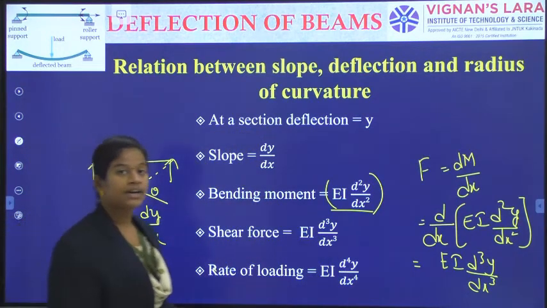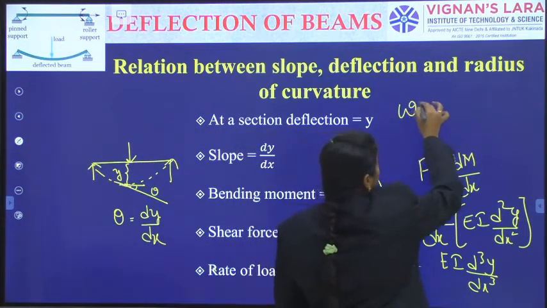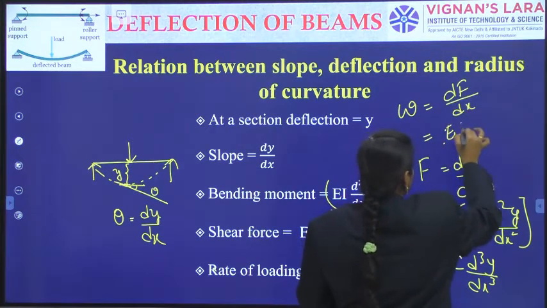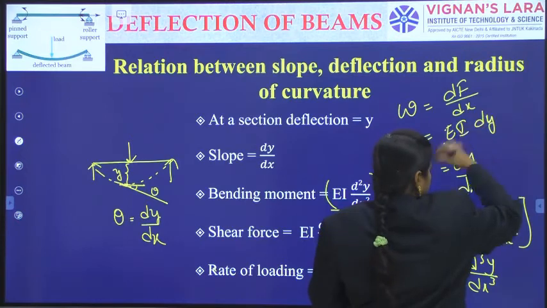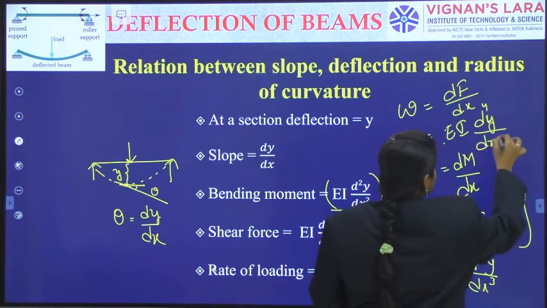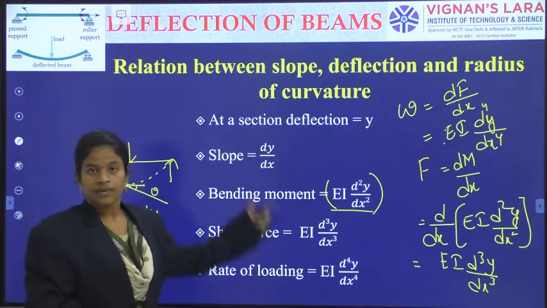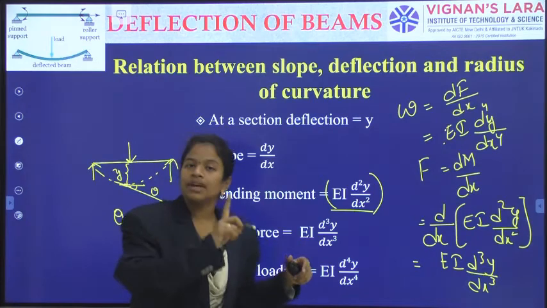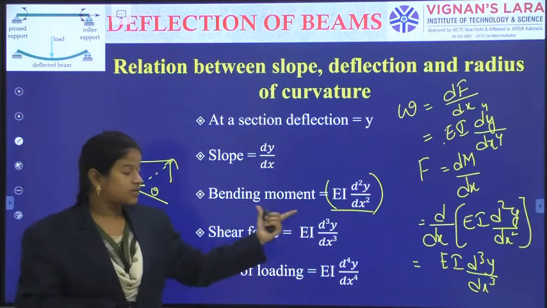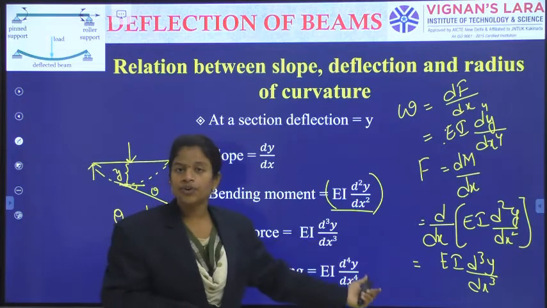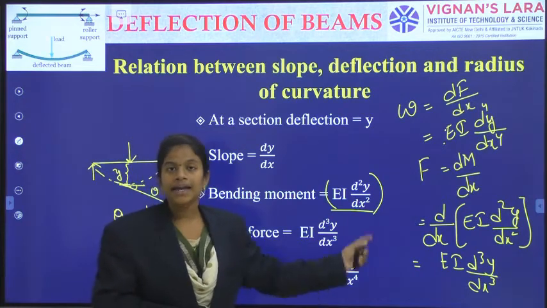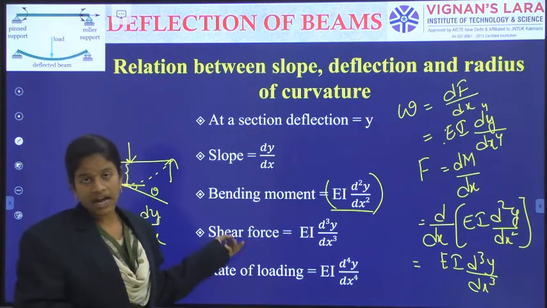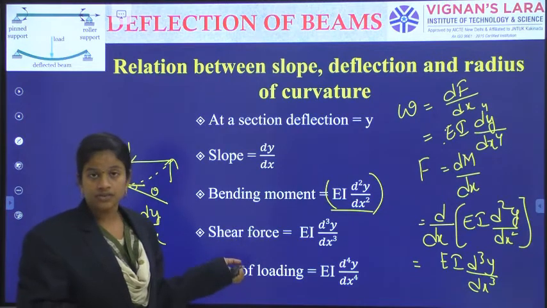Again we have one more relation for the intensity of loading, or the rate of loading: w is equal to dF by dx. That's why we will get EI d power 4 y by dx power 4. So deflection y, slope dy by dx, bending moment EI d square y by dx square, shearing force EI d cube y by dx cube, rate of loading EI d power 4 y by dx power 4. These are the terms we will use, and you should remember them also. They may ask us, okay, for short answers also, right?